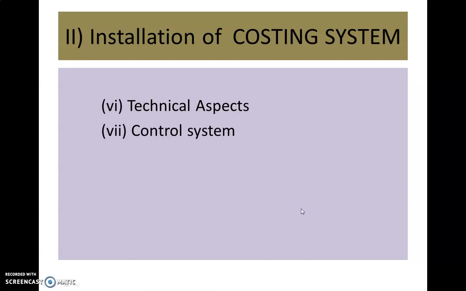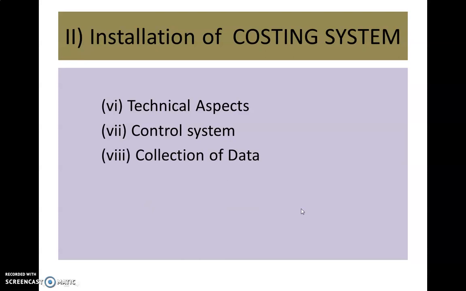Next one is called control system. The cost accounting system would have to be designed to record and control different elements of cost. Elements of cost, in the sense, include material, labor and direct expenses. So these elements of cost are controlled in accordance with costing procedure and principles and the limitations imposed by the type of organization that exists.